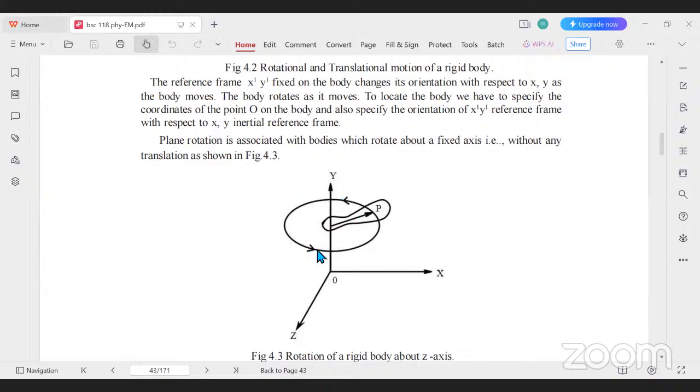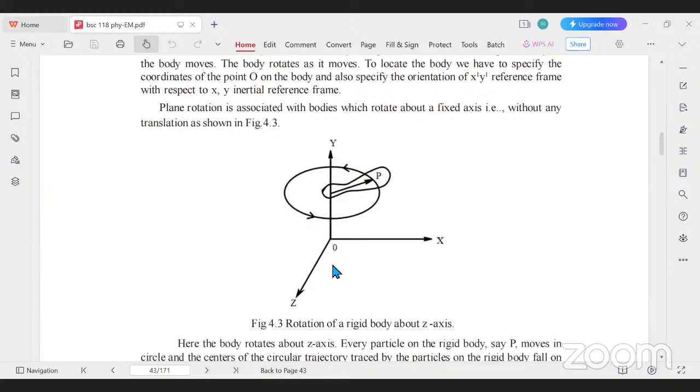Plane rotation is associated with bodies which rotate about a fixed axis, that is without any translation, as shown in this figure. Okay, rotation of a rigid body about the z-axis.